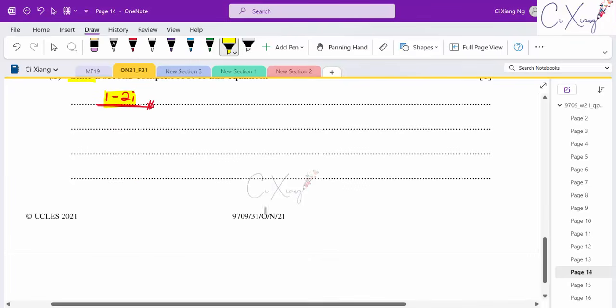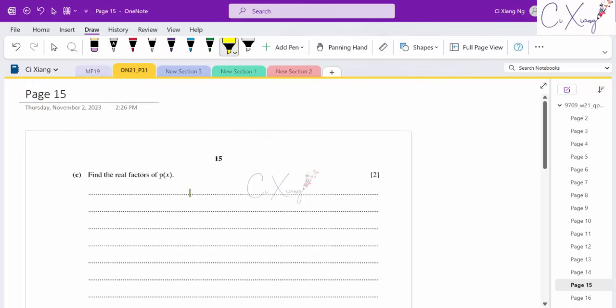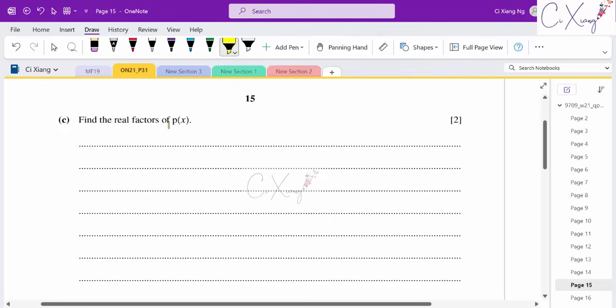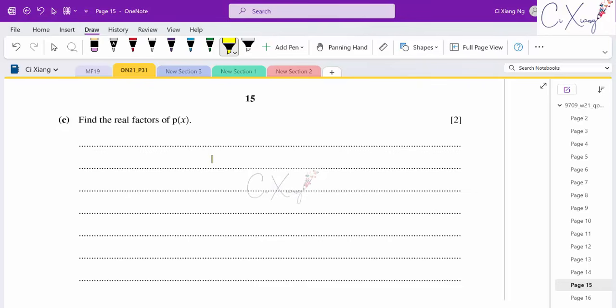Okay, then how about part C? Right, so for part C, they want you to find the real factors of the polynomial P(x). Okay, so to get the real factors of the polynomial, some students might want to use trial and error. But for me, I want to use the complex roots to help us form the quadratic factor.